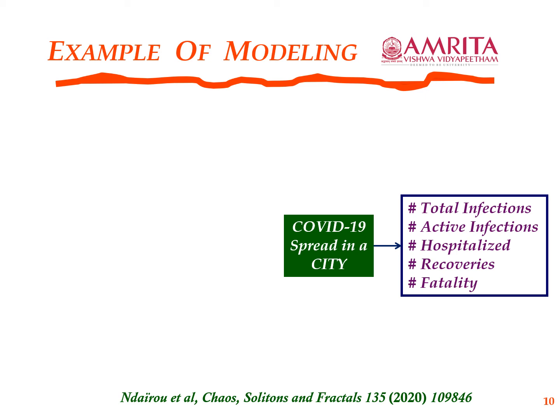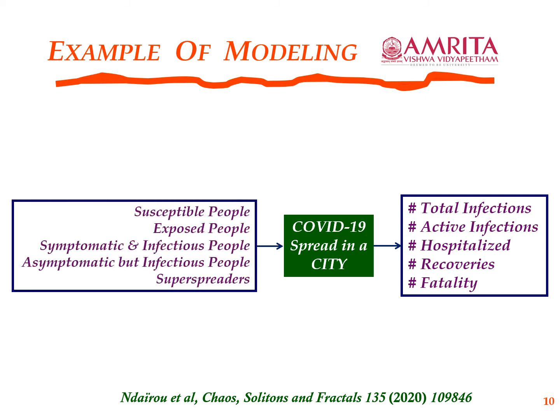These are the outputs. What is the input? Who are all the susceptible people? Who are all the exposed people? Out of these exposed people, how many have become infectious and are exhibiting symptoms of COVID-19? How many have become infectious but are asymptomatic? And then, as we have seen, there are these class of people simply by virtue of their profession or their travel history and whatnot.